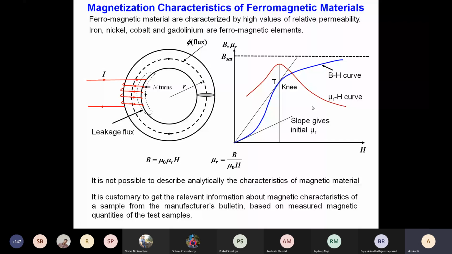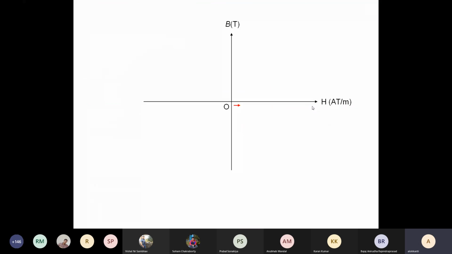Excuse me, sir. Sir, the mu r you have shown is maximum at point T, but you also say that the maximum is not at T. No, sir, the maximum will be before point T, I think. It will be before point T, wherever your gradient is maximum. Yes, the curve is changing its slope. Okay, I will show these characteristics after some discussion. It is there in the next slide, not this slide please. Sir, please explain the knee point again.